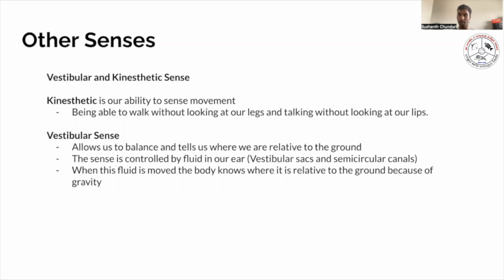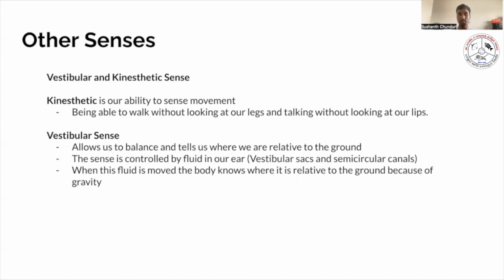Other senses that we actually do have: we have the vestibular sense and the kinesthetic sense. So kinesthetic sense is the ability to sense our movement, which is something you don't really think about. But if you think about it, when I'm walking, I don't think about where I'm going to place my foot. That happens automatically. Our brain knows that. So that's one of our senses. The kinesthetic sense is our ability to sense where our limbs are without actually thinking about it consciously.